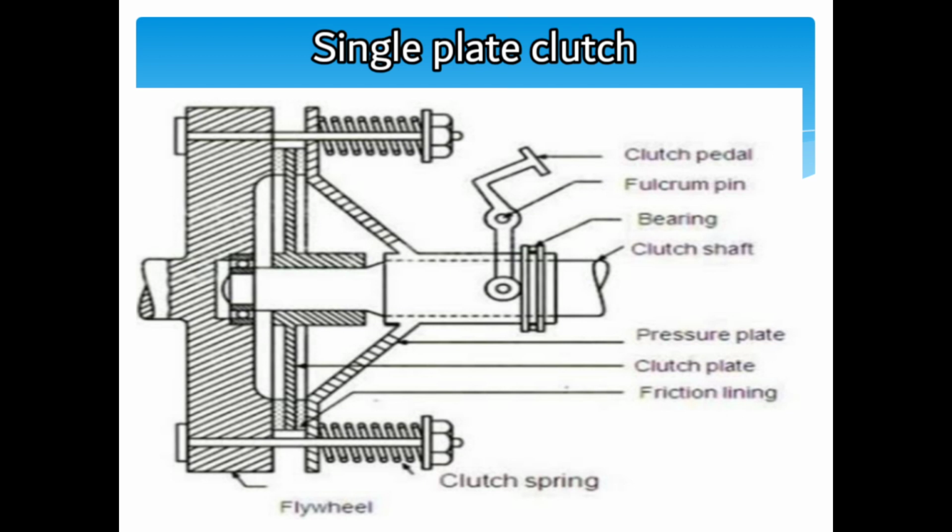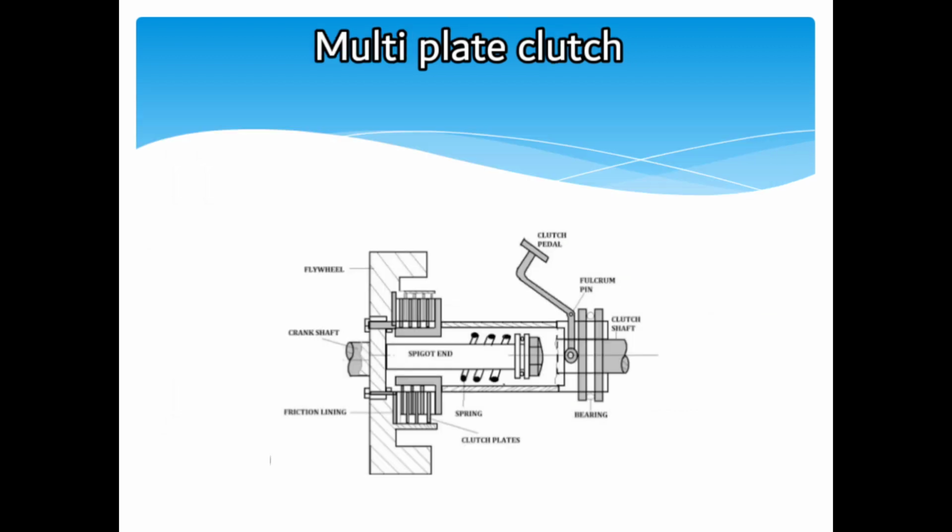Now let's go to the second type of clutch. We have the multi-plate clutch. A clutch, as we have seen from the definition, is a device which is used to attach and detach an engine from a gearbox. And it's used to detach an engine from a gearbox.